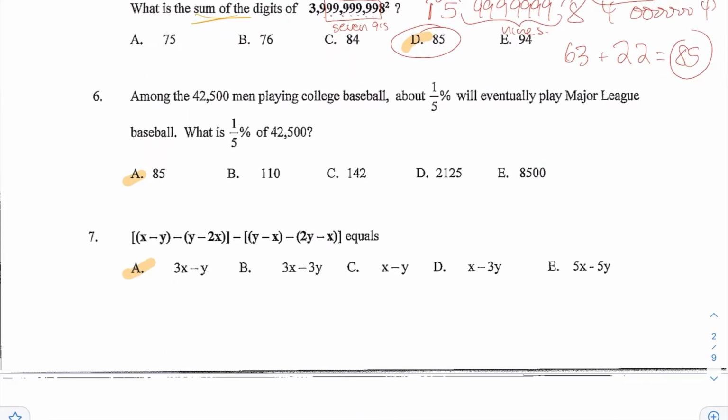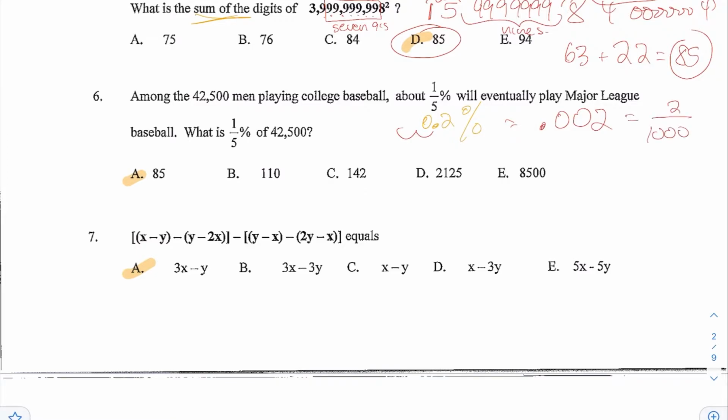Next for number 6, among the 42,500 men playing college basketball, about 1/5% will play major league baseball, not basketball. What is 1/5% of 42,500? So 1/5 is 0.2, but this is a percent. So you have to move the decimal to the left 2 more places. That's going to be 0.002 or 2 over 1,000.